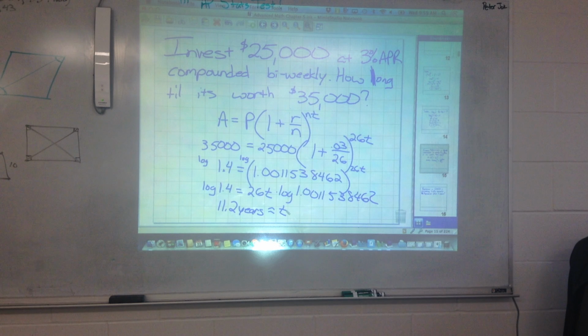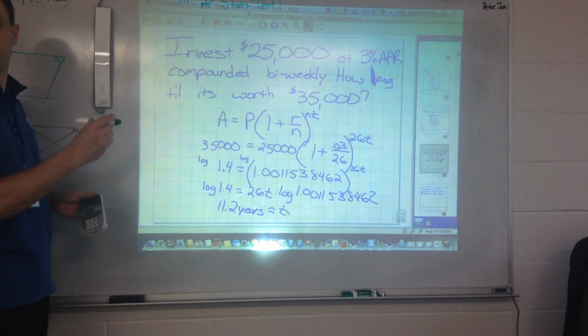If it said compounded continuously, what would you use? A equals P times e raised to the rt power. So if it says compounded continuously, you would use Pert. If it says compounded monthly, or compounded daily, or compounded biweekly, or compounded quarterly, you use this one. Okay with that one? Okay, move on then.